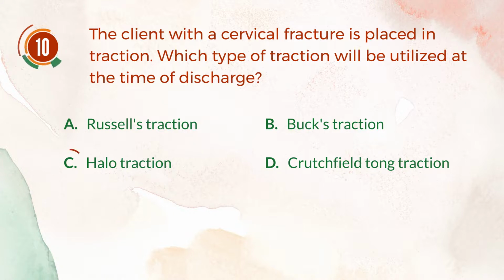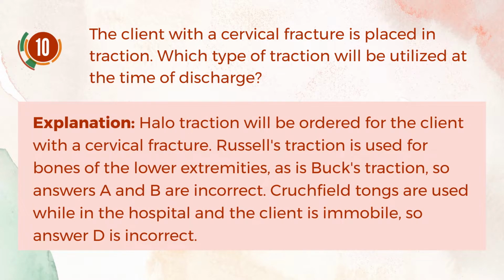The correct answer is C. Halo traction. Explanation. Halo traction will be ordered for the client with a cervical fracture. Russell's traction is used for bones of the lower extremities, as is Buck's traction, so answers A and B are incorrect. Crutchfield tongues are used while in the hospital, and the client is immobile, so answer D is incorrect.